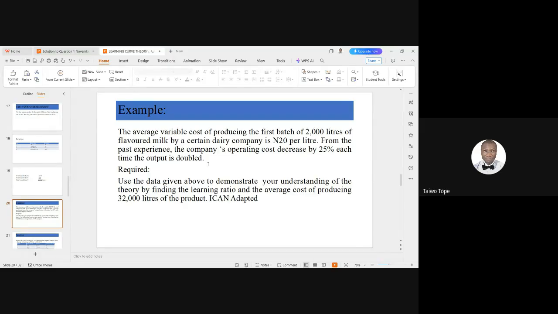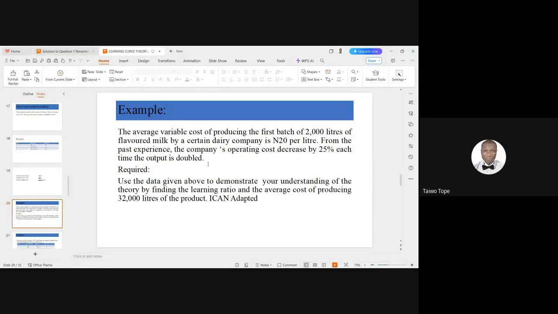Okay, I can see first batch, 2,000 liters of flavored milk by a certain dairy company. The cost, now they are moving us to costs. Cost per liter is 20 naira. From past experience, the company's operating cost decreased by 25%.